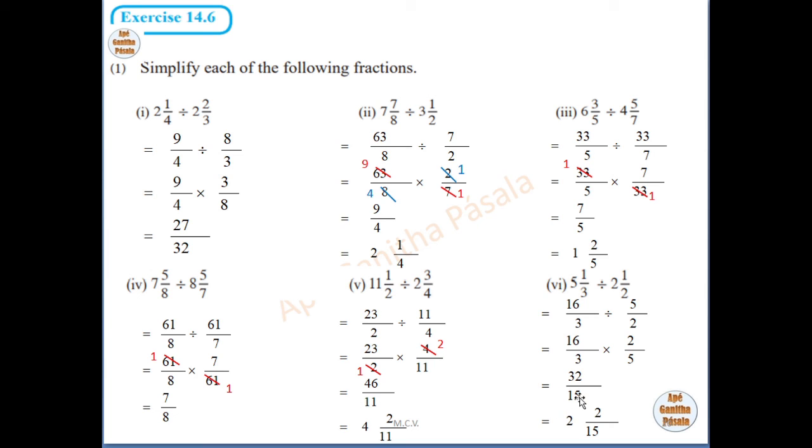So convert into a mixed number. 2 fifteens, 30. 30 plus 2, 32. So 2 and 2 over 15. Because 15 into 2, 30. 30 plus 2, 32. 32 over 15 equals 2 and 2 over 15.